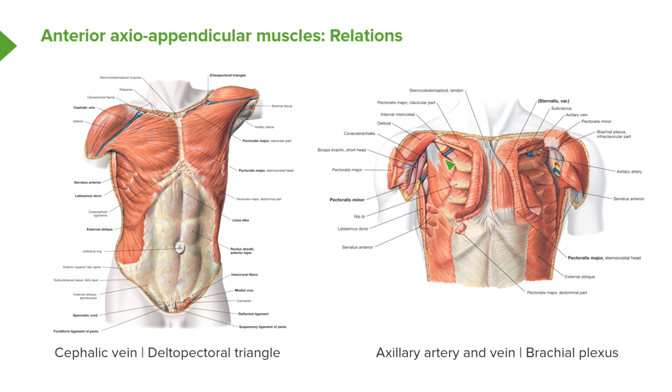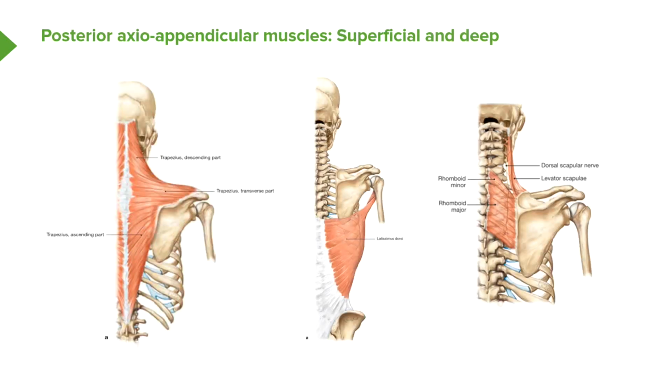So here we can see pectoralis major. Once it's reflected, we can see pectoralis minor. And here we can see some of the digits of serratus anterior. If we now look at the posterior axio-appendicular muscles, we can split these into two groups, a superficial and a deep group. Here we can see on this side of the screen the two superficial muscles I want to talk about, trapezius and latissimus dorsi.